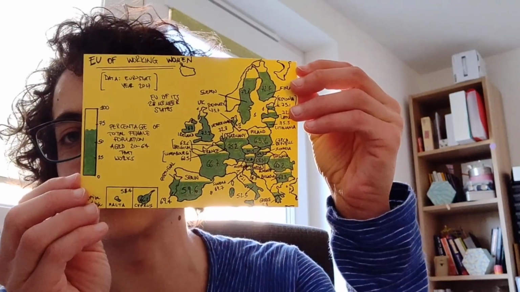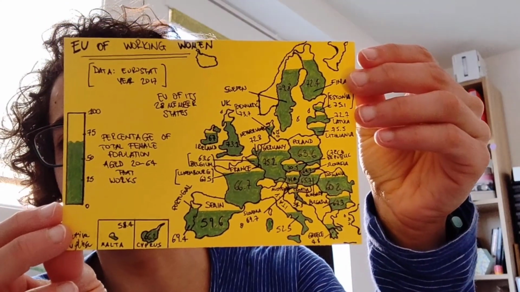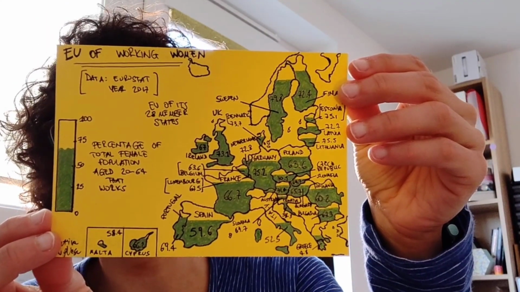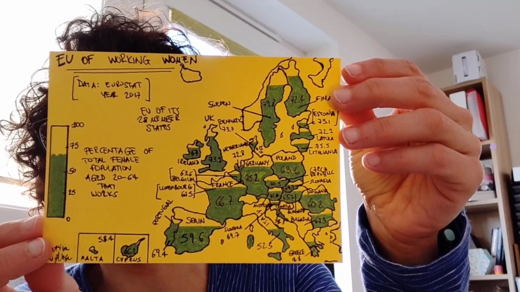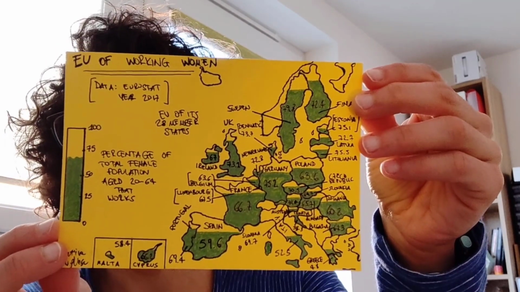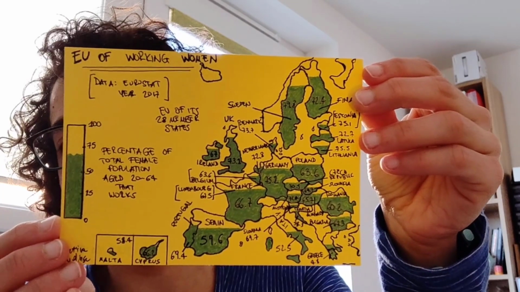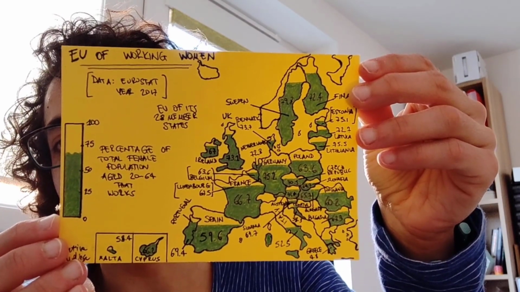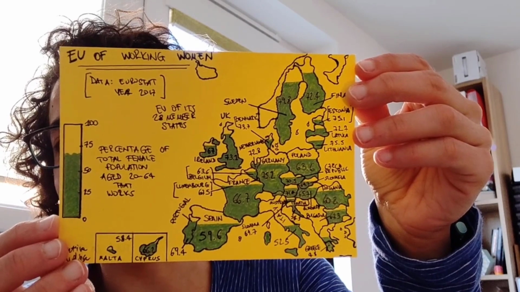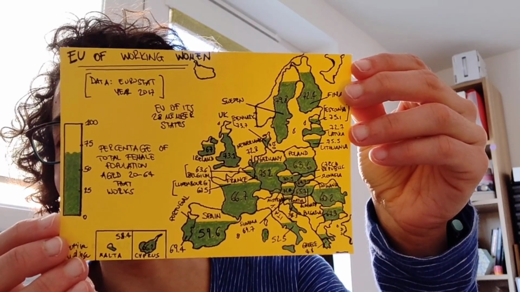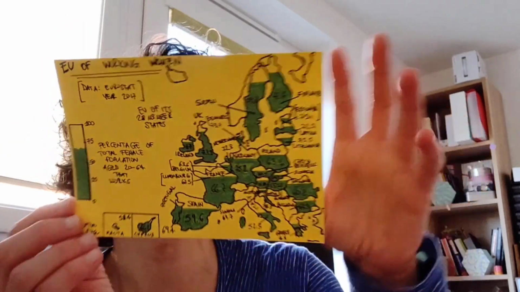So I just want to share a bit of the process I normally go through to realize what I call my data cards, which are these kinds of things. So this is, for example, a data card about the percentage of women, country by country in Europe, that are in work. So it's just a map, and every country is basically colored up to the percentage of women that work in their country.